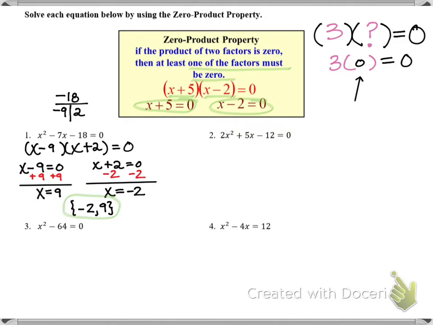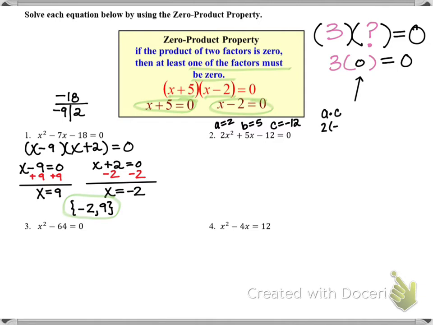Okay, let's take a look at number 2. We need to factor 2x squared plus 5x minus 12. Notice our lead coefficient now is not 1. Our lead coefficient is 2. So we will use the AC method here, just to give you a brief review of factoring when your leading coefficient is not 1. I label A as 2, B as 5, and C as negative 12.